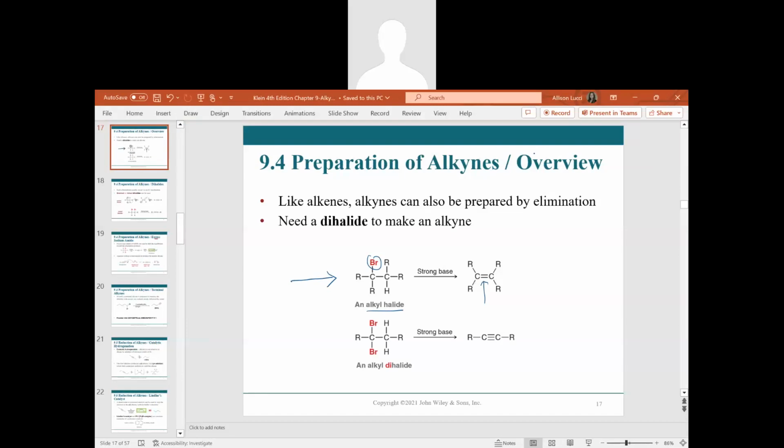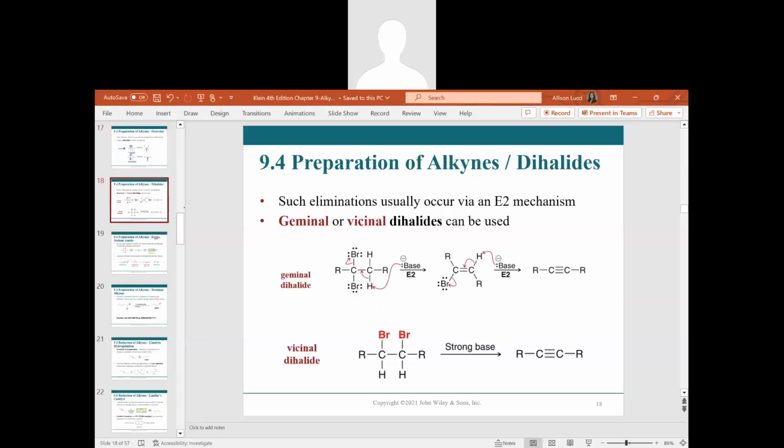When we need two double bonds to form, we need an alkyl dihalide. So now we have two halogens, and we'll have two removals of HBr, and then our triple bond forms. So we have two subsequent eliminations, two E2 processes, until we reach our triple bond. Our starting materials need to be dihalides that include two halogens, and they can be either the geminal type or vicinal.